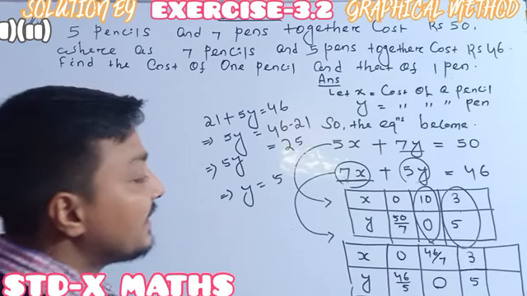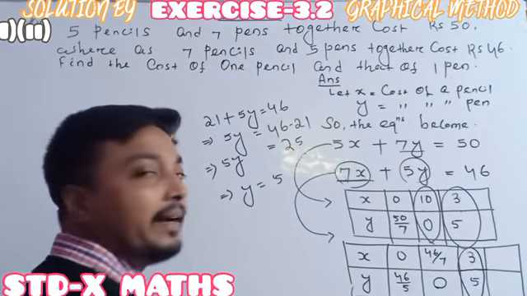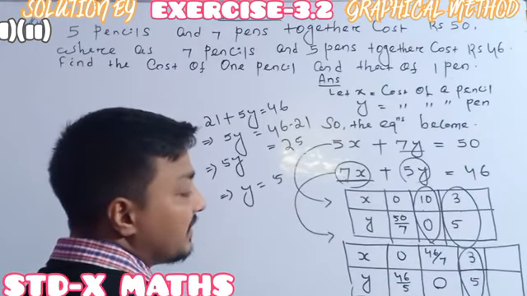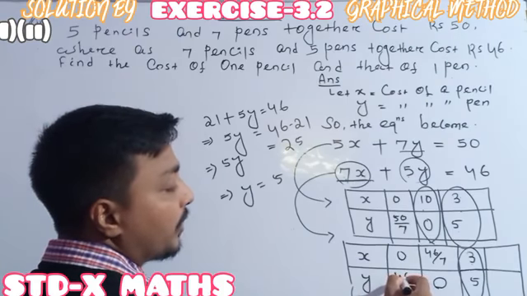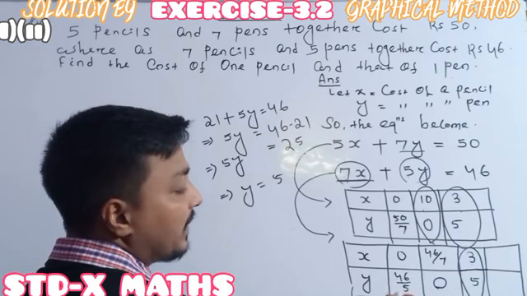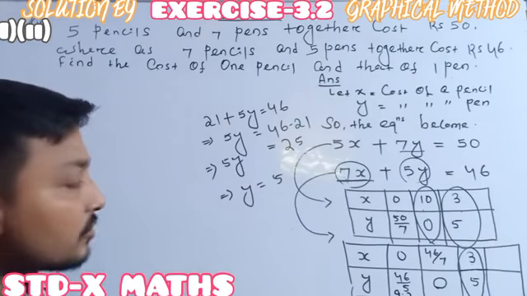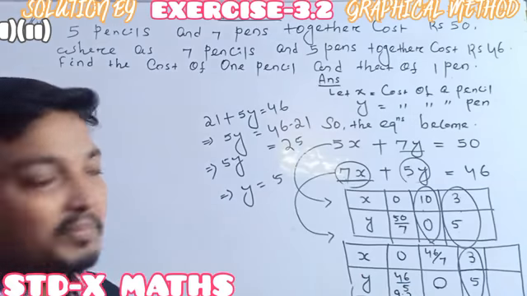Okay. See, here we can find this point (3, 5). Also, this one is one of the points: 46 divided by 5, which becomes 9.2. So we can also show this on the graphical representation.